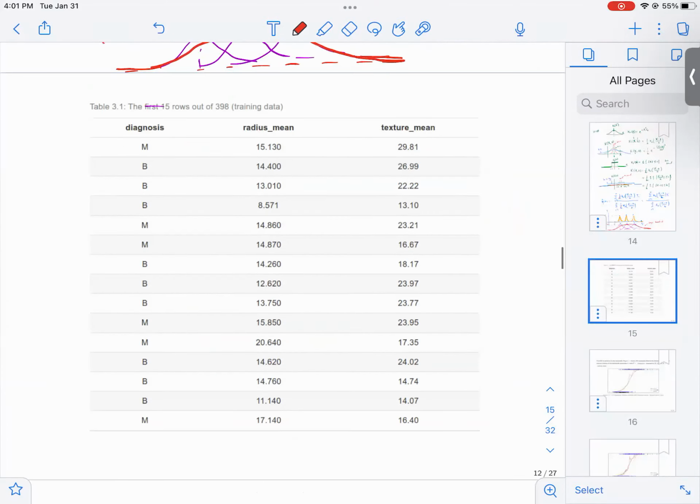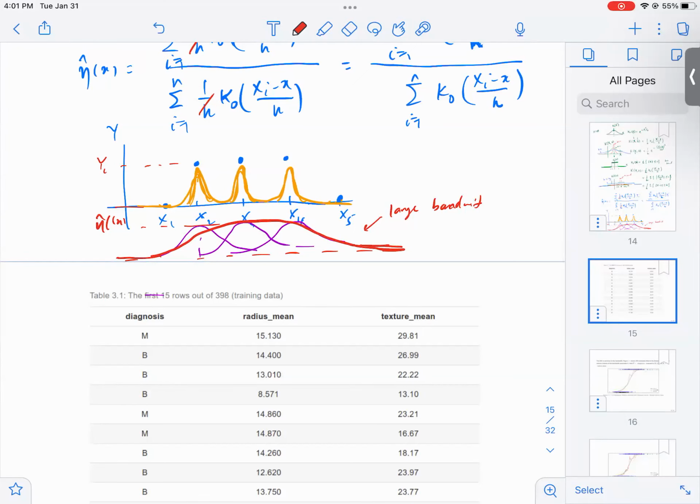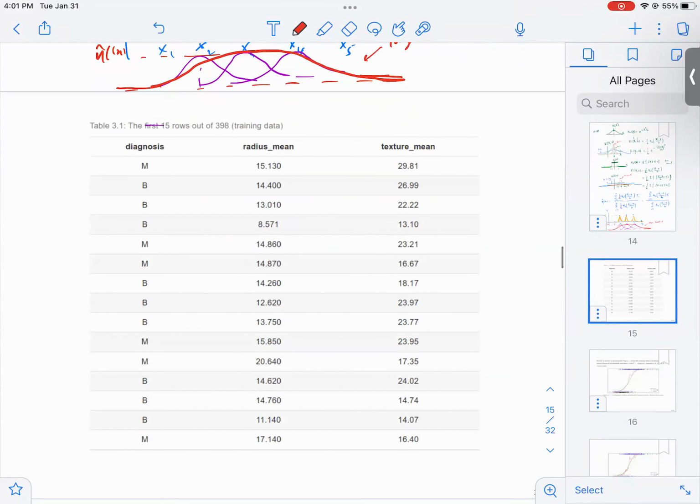So in any case, let me know if it was questionable or not. But if you do it on this data, these are the radius mean. Diagnosis is either malignant or benign, 1 or 0. Sorry, the other way around. Benign is 0, malignant is 1. These are yi's. I'm going to plug in the Gaussian kernel here.